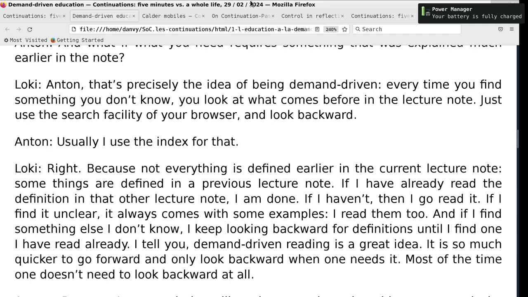Because not everything is defined earlier in the current lecture, no? Some things are defined in the previous lecture, no? If I have already read the definition in the other lecture, I'm done. If I haven't, then I go read it. If I find it, it always comes with some examples. I read them too. And if I find something else I don't know, I keep looking backward for definitions until I find what I've read already. I tell you, demand-driven reading is a great idea. It is so much quicker to go forward and only look backward when one needs it. Most of the time, one doesn't need to look backward at all.